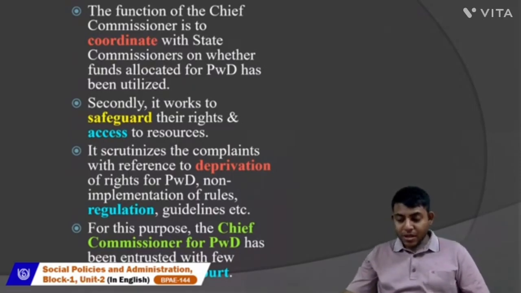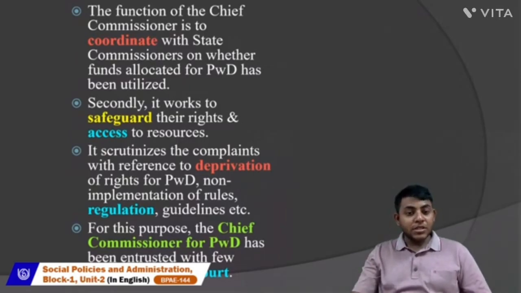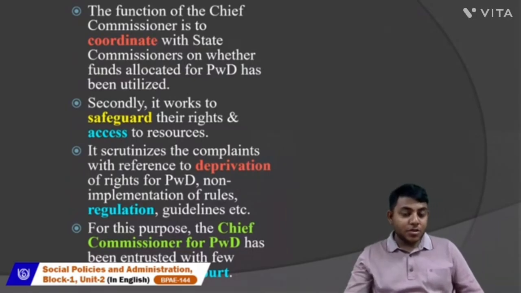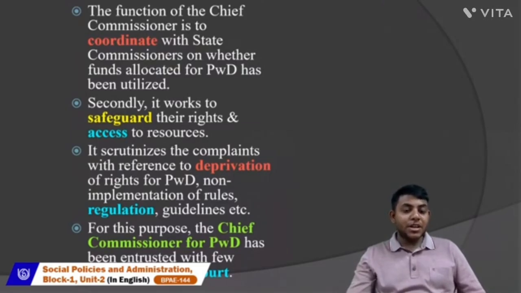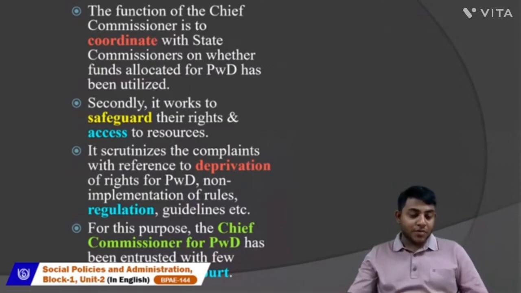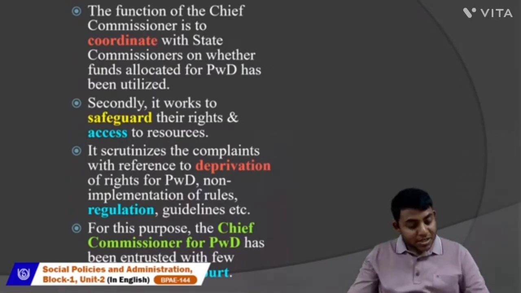welfare that is being done is in line with the Incheon principles, which are regarding welfare of the persons with disabilities, to which India is also a party. So secondly, it works to safeguard their rights and access to resources. It scrutinizes the complaints with reference to deprivation of rights for persons with disabilities, non-implementation of rules, regulations, guidelines, etc. And for this purpose, the Chief Commissioner for Persons with Disabilities has been entrusted with a few powers of a civil court, that is, certain quasi-judicial powers as well.